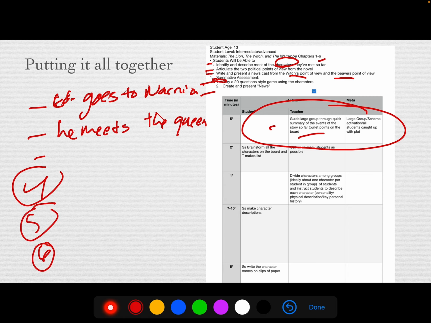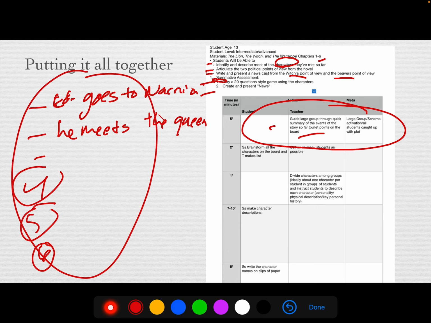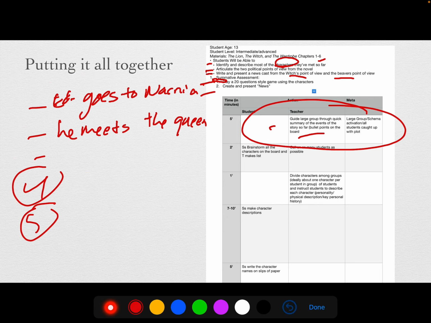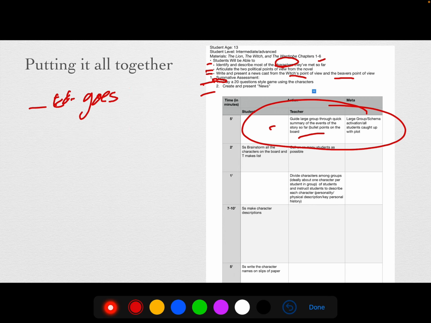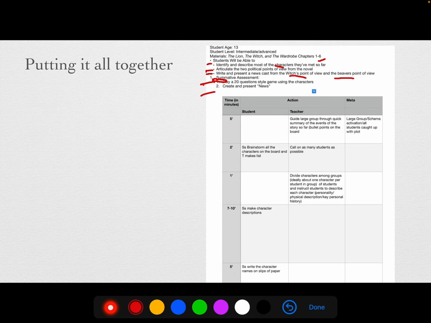It's unlikely that I will assign this much homework. Probably we'll just be doing chapter 6. But at any rate, that's what I would do. That's how I would start this lesson. So that's what's going on with my very first thing here.